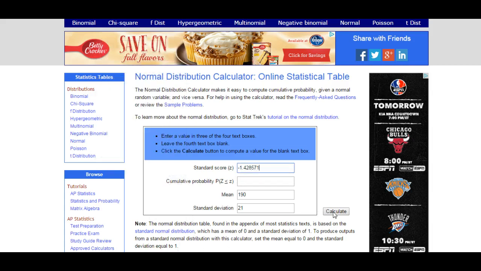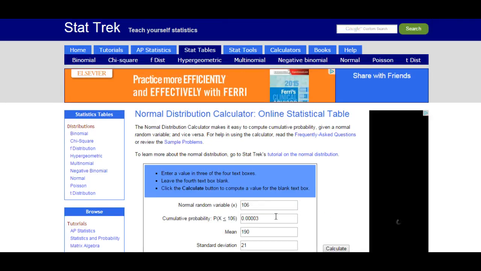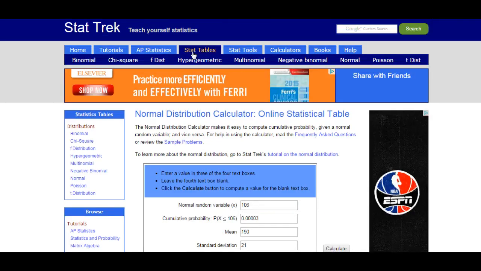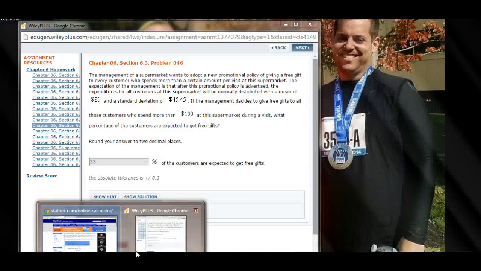1.428571. Then we click calculate, and we should get the probability. Gosh. Okay, so when it's on the z-score, we should be getting that. But our normal random variable is not 106. Why this is funny. So let's go back.